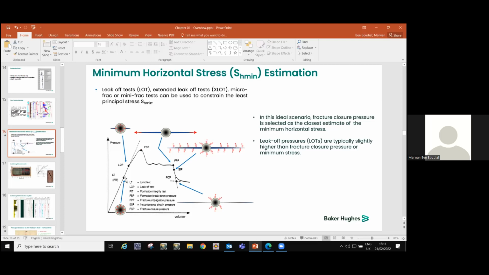But the FIT cannot really be used to calibrate any SH min or something, because it can be situated anywhere. It can be situated here, or even here. So we don't really know where the FIT is. It can be at any place. But the LOT is the point at which you start seeing this leak-off. It means that you are creating some fractures, some asperities that are taking some fluid. This is why you have this slight pressure drop.